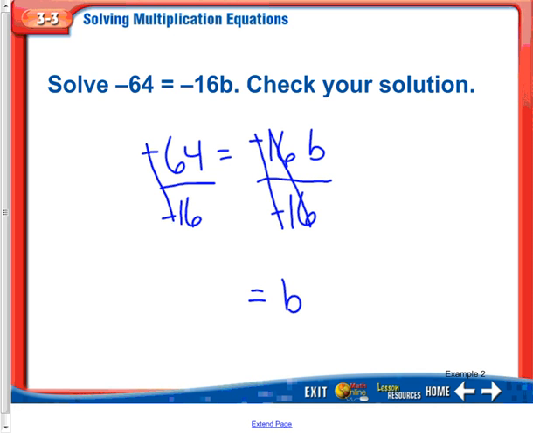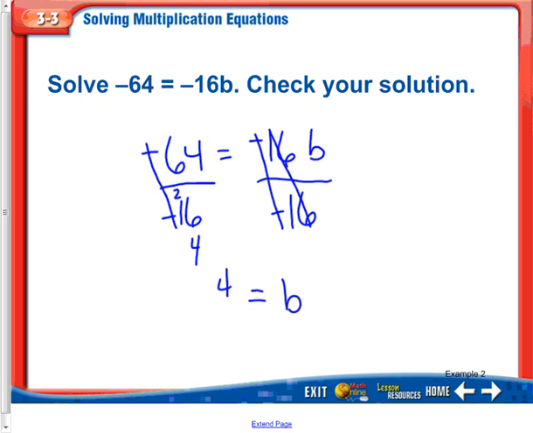Over here, the negatives will cancel, and 64 divided by 16. Well, I know that 16 times 4 would give me a 4 in the ones place, because 4 times 6 is 24. So I can try that. 4 times 6, okay, I would get a 4 here. Okay, 24. So the 2 would go up here. And then 4 times 1 is 4, plus 2 is 6.